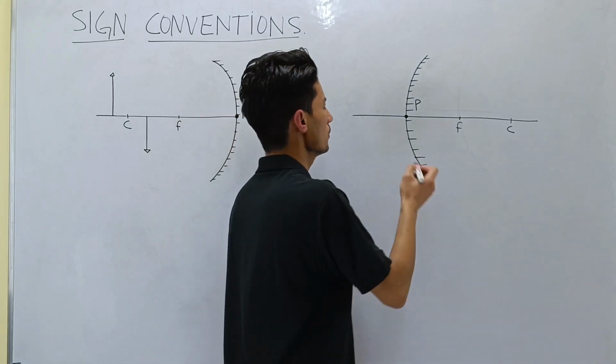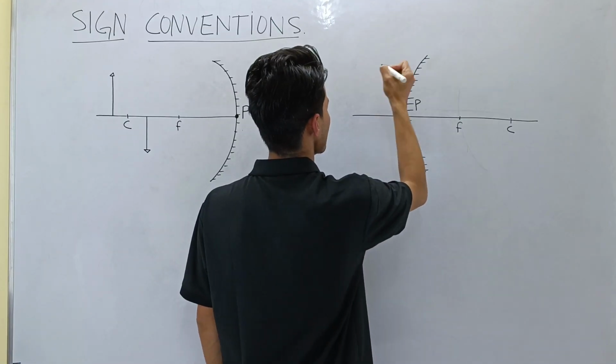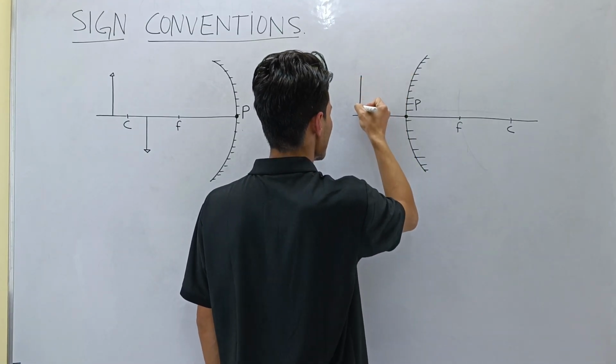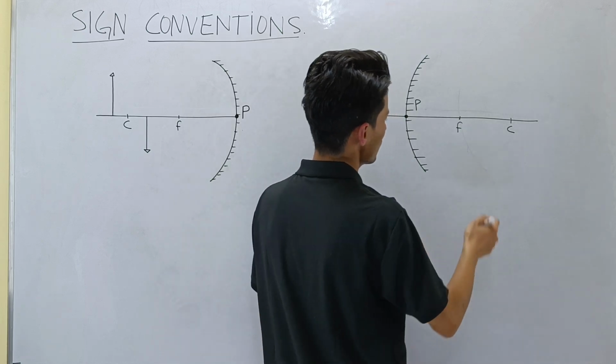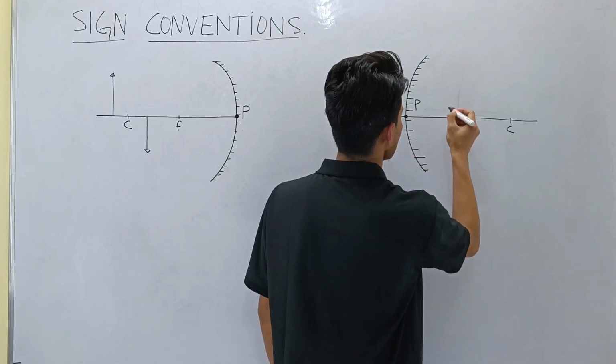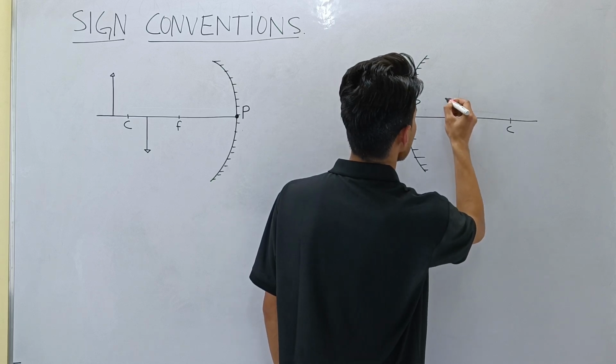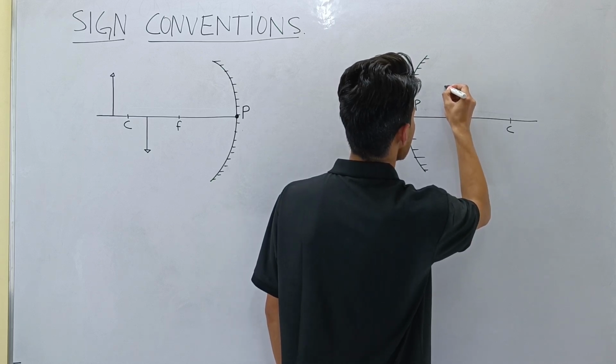Alright, so now let's draw the object here. Let this be the object. And where will the image be? The image will be between P and F. So I can show the image here like this.